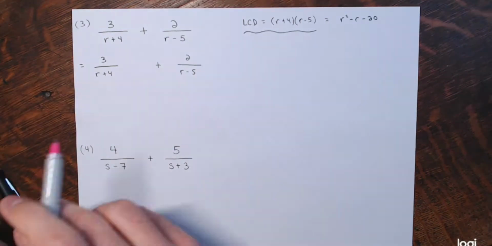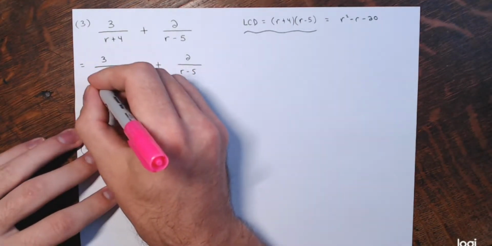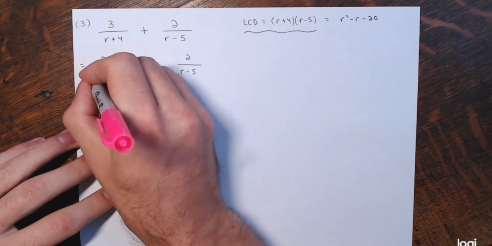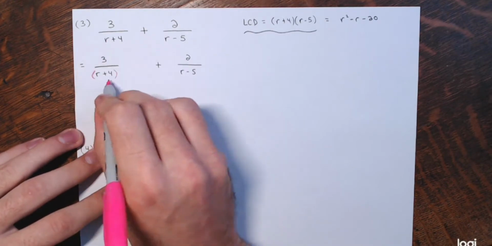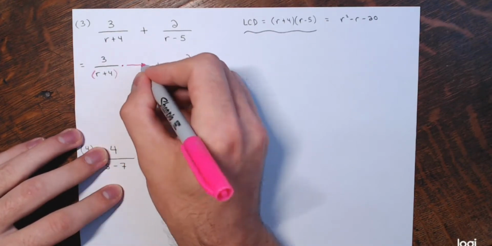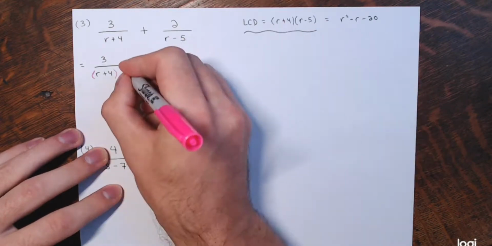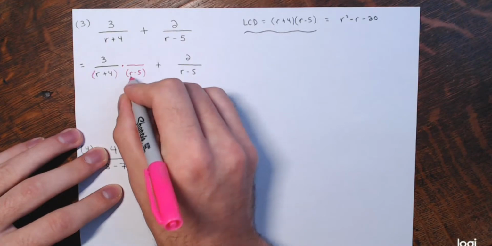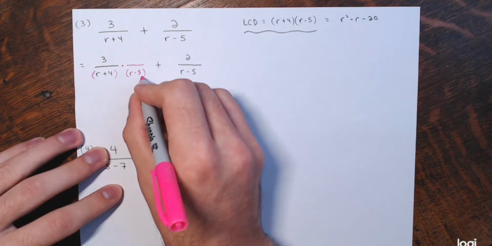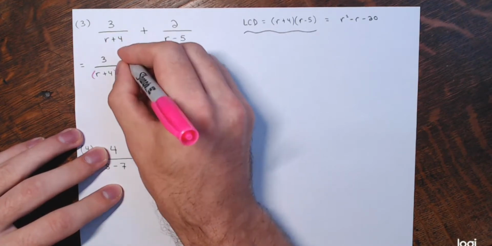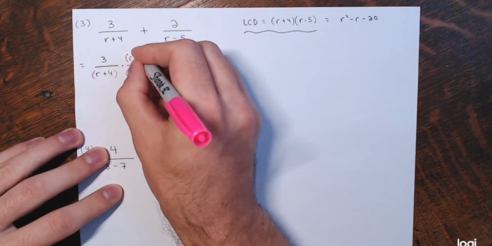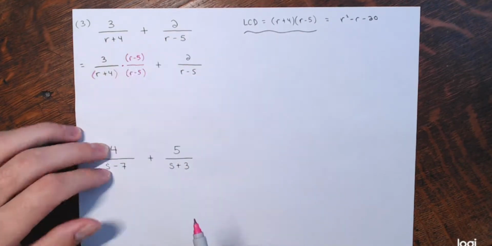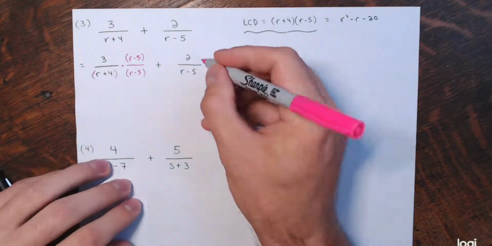Alright, and then this first fraction, there's a factor of r plus 4 in the denominator, so I'm only missing r minus 5, right? So I need to multiply by r minus 5. Don't forget to put parentheses around this stuff, right? I'm multiplying by the entire factor, the entire quantity, r minus 5, and the same in the numerator, right? So I'm multiplying the 3 times the quantity r minus 5.